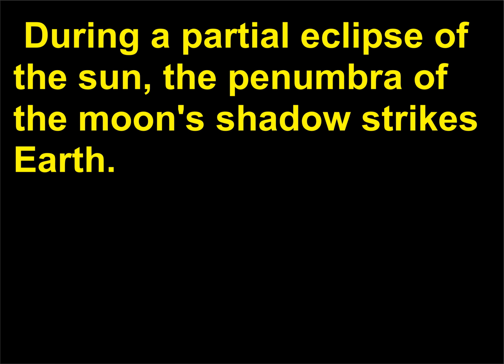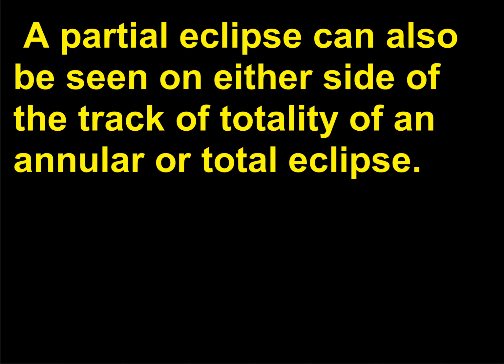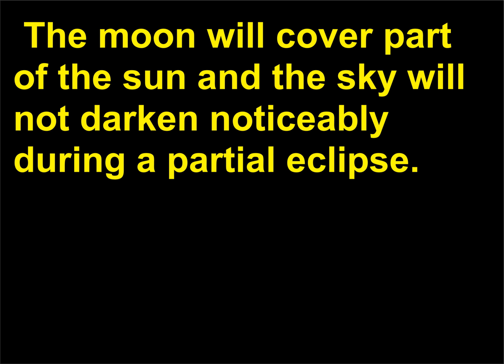During a partial eclipse of the Sun, the penumbra of the moon's shadow strikes Earth. A partial eclipse can also be seen on either side of the track of totality of an annular or total eclipse. The moon will cover part of the Sun and the sky will not darken noticeably during a partial eclipse.